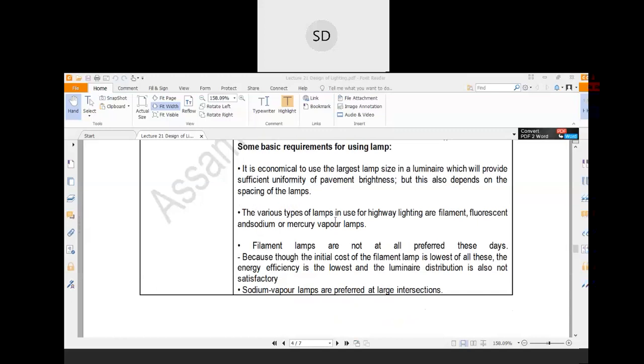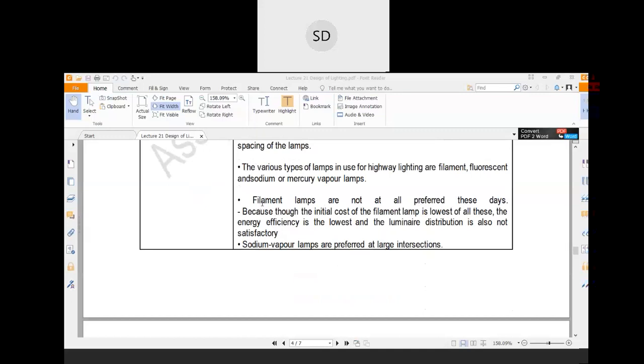The various types of lamps in use for highway lighting are filament, fluorescent. You know about this. Filament lamps are not at all preferred these days, because though the initial cost of the filament lamp is the lowest of all these, the energy efficiency is the lowest. Therefore, in the long run, it will cost more.